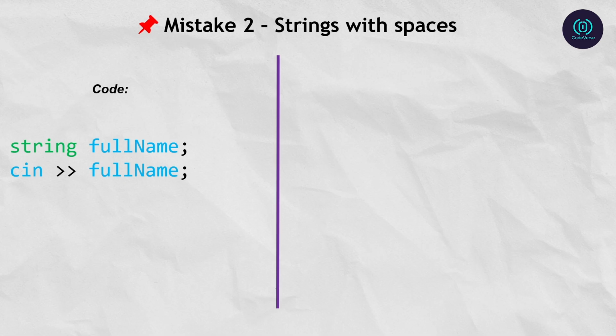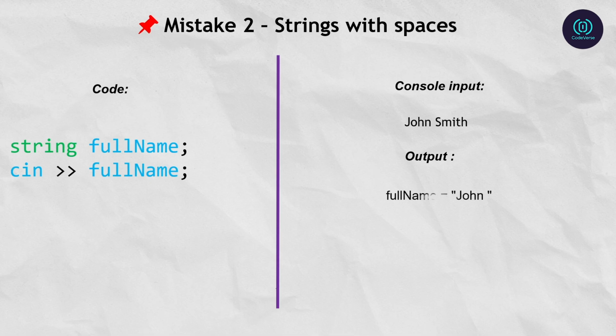Cin reads input only until the first space, so if you write string fullName; cin >> fullName; and the user types John Smith, only John will be stored, Smith will be ignored. To fix that, you should use getline(cin, fullName) instead. We'll cover that later in the course.